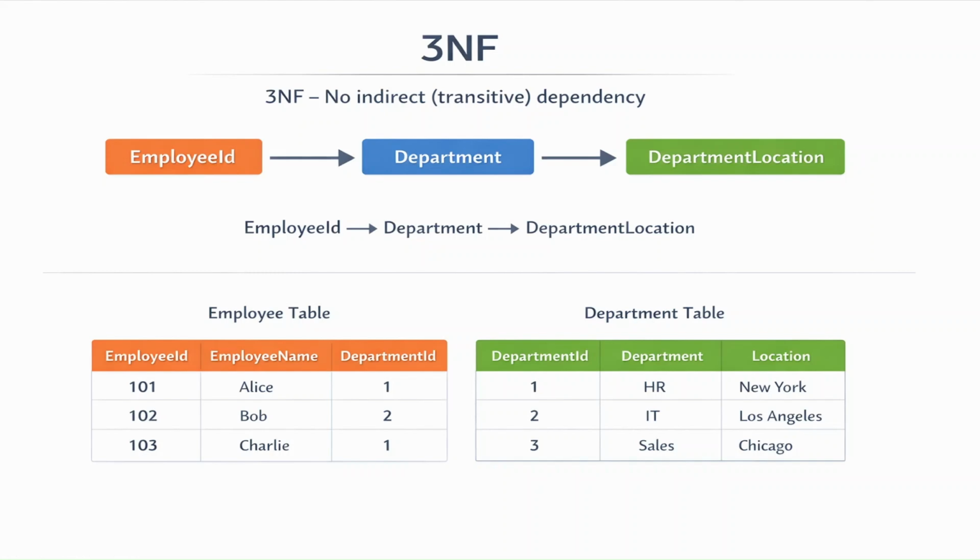So these are the rules: first NF, second NF, and third NF. This is the short form, basically. And this is normalization.